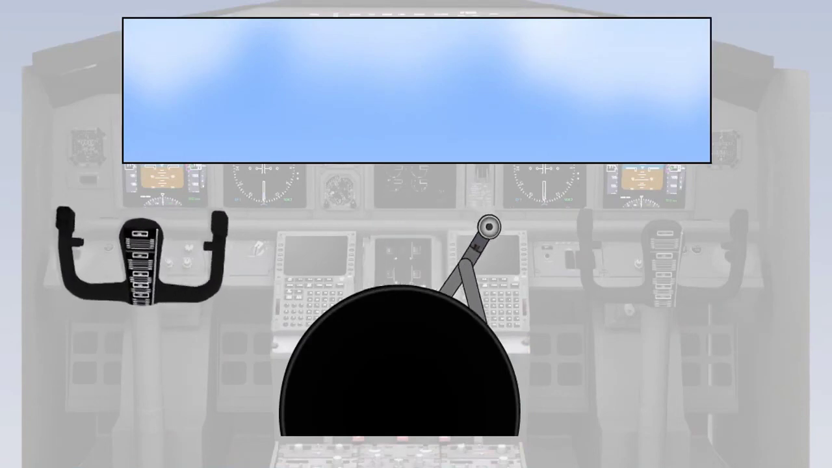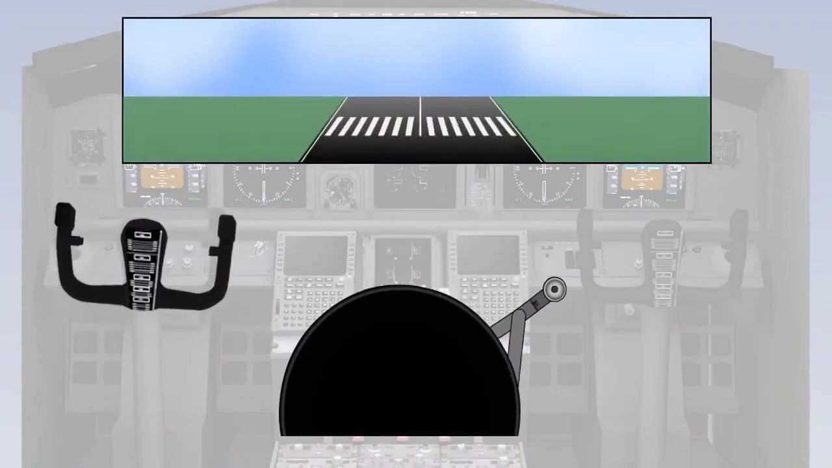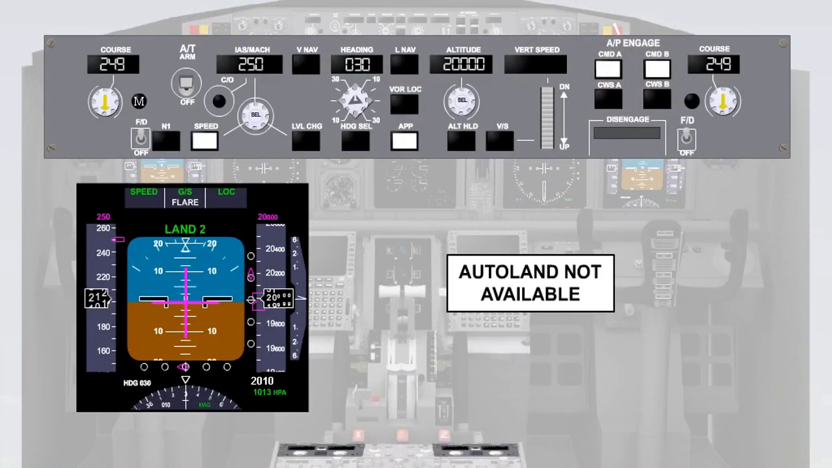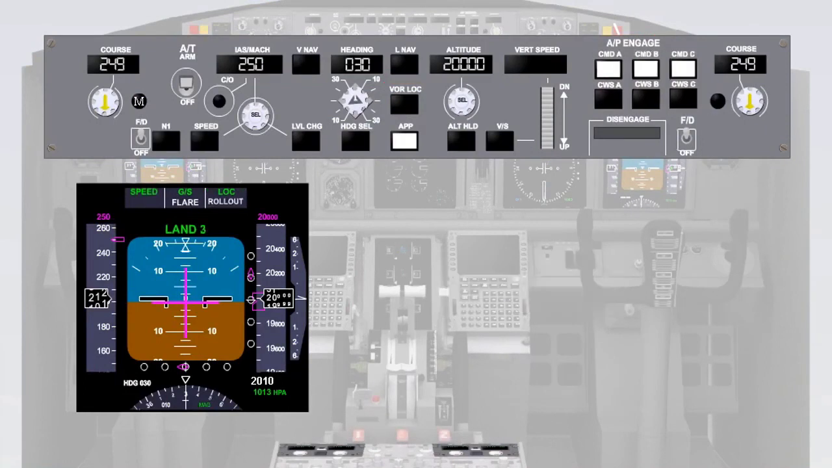During this lesson, you have learned the reason Autoland was introduced, the minimum components required, and the difference between fail passive and fail operational.